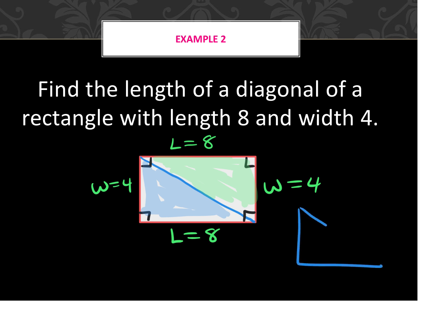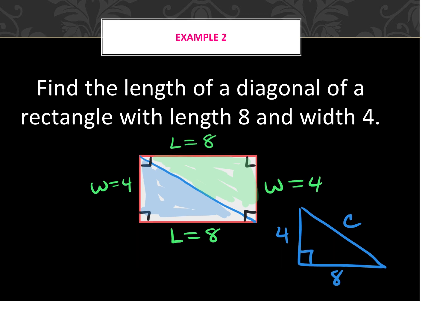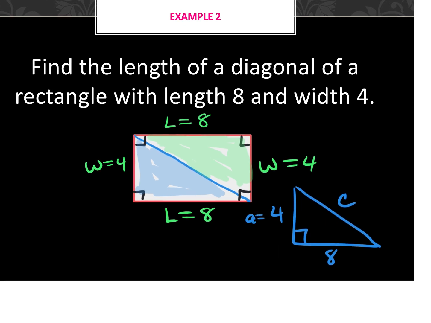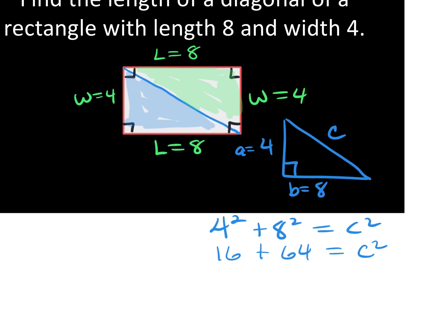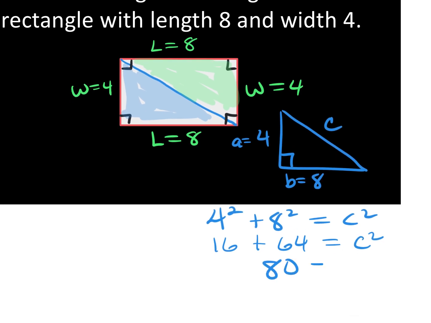So if I draw it over here, this is 4, this is 8, and I'm looking for the diagonal, which is my hypotenuse. So it's my C. So I'm now going to say the 4 could be my A, the 8 could be my B, and now let's plug it in. So A squared, which is 4, plus B squared, which is 8, equals C squared. I need to square the numbers first. Then I can add them. And then I square root it.